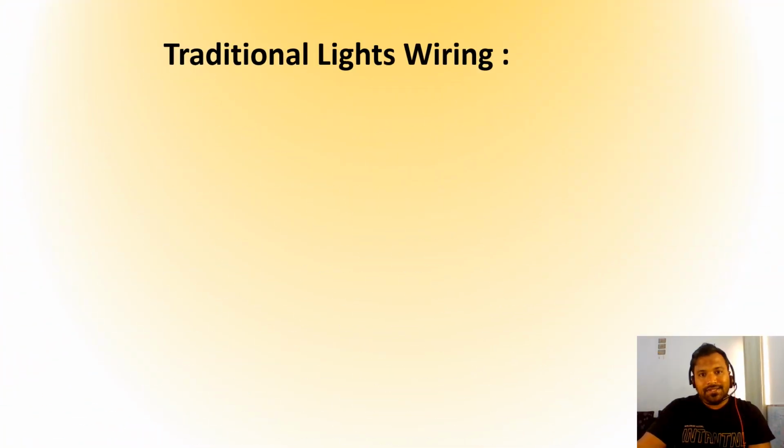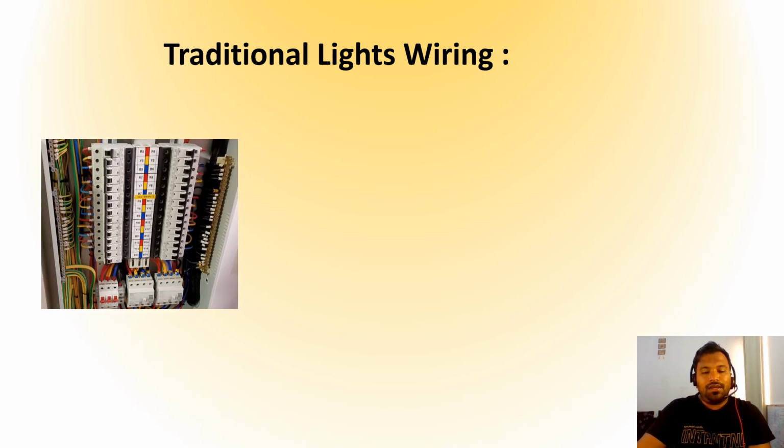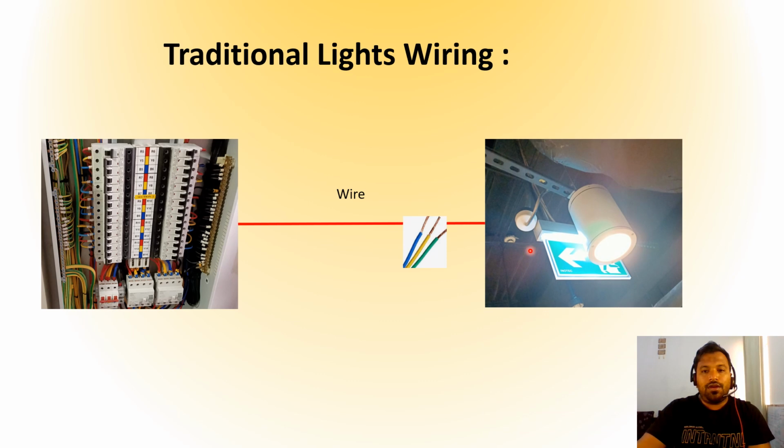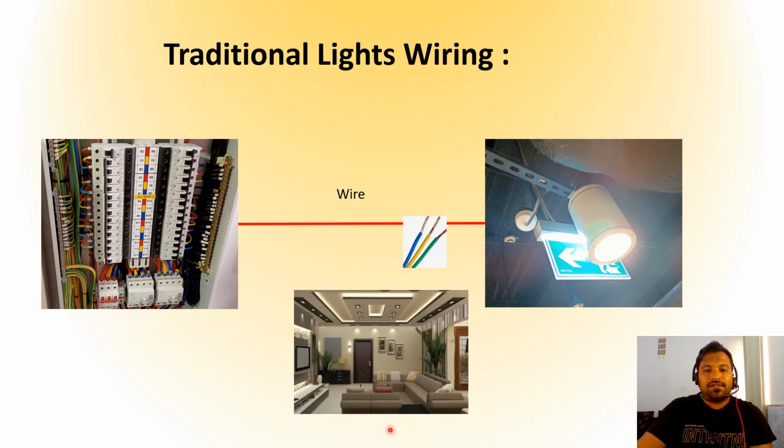Let's see what traditional wiring is and how we do it. In traditional wiring we absolutely require distribution boards. Then we require wires, the cables from the distribution board, which go to the final light fixture. This is how we do traditional wiring. After everything is installed, the final home will look like this.